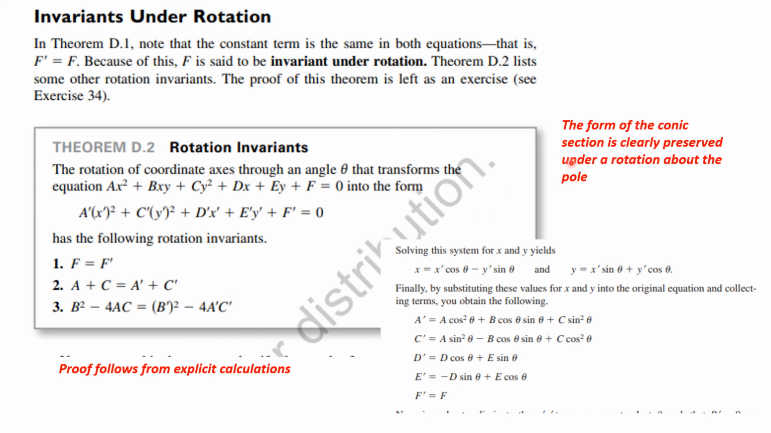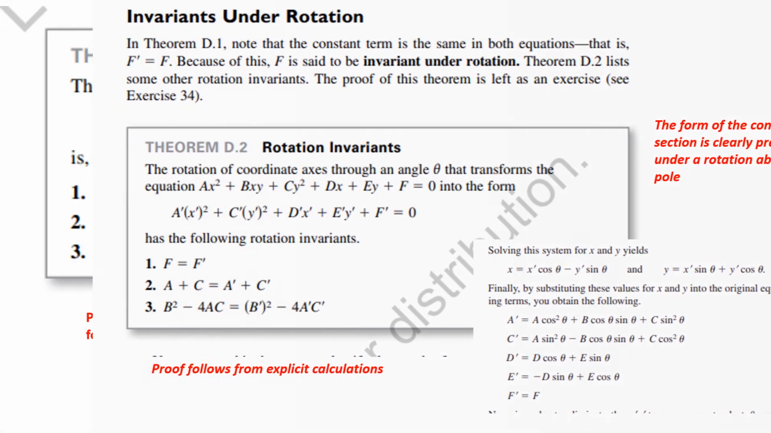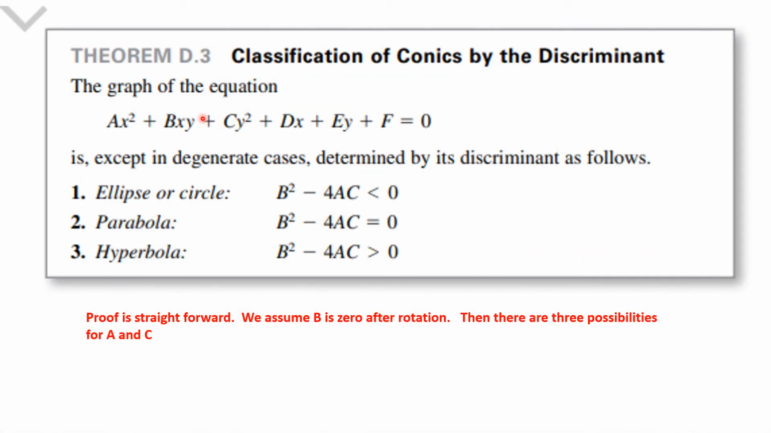But since the form is preserved, that tells me that I can understand what this is, and I can use this to help me determine what kind of a conic section it is. And here's this theorem. And the proof is straightforward. Here's the thing we're transforming, and this b, after you do it, is going to be 0. So that means that it might as well be 0 here.